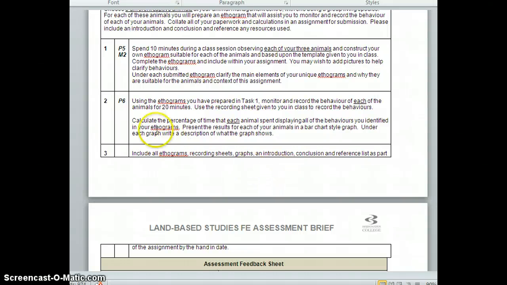So task 2, what you need to have then for that is 3 recording sheets, but on top of that you also need to include 3 bar chart style graphs and also 3 reports on what the graph states. And that's it. Any questions? Please ask.